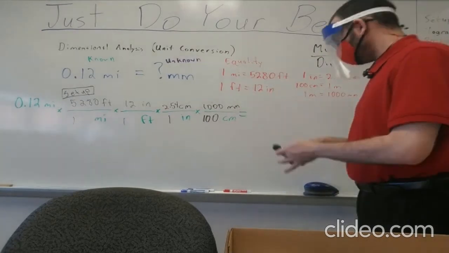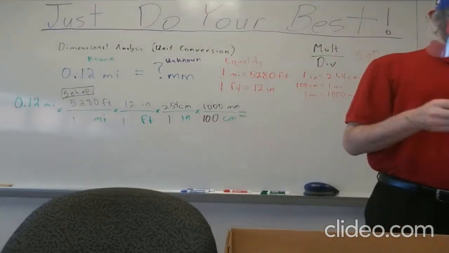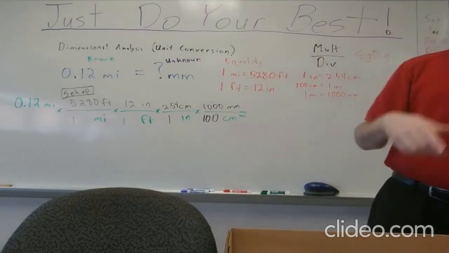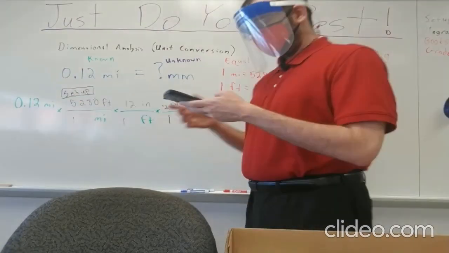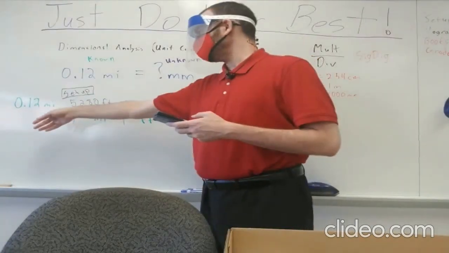Now, so here we go. I take my calculator. Pro tip, you want to hit equals as little as possible. So for a problem like this, you should only hit the equals once. So here I'm going to type in my calculator 0.12. I didn't need the 0, but I did it anyway.